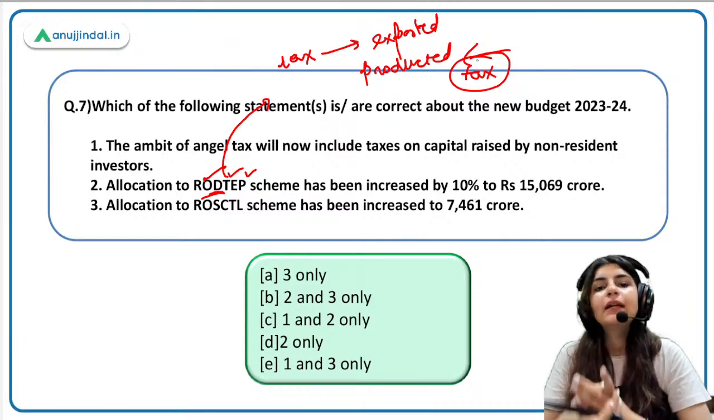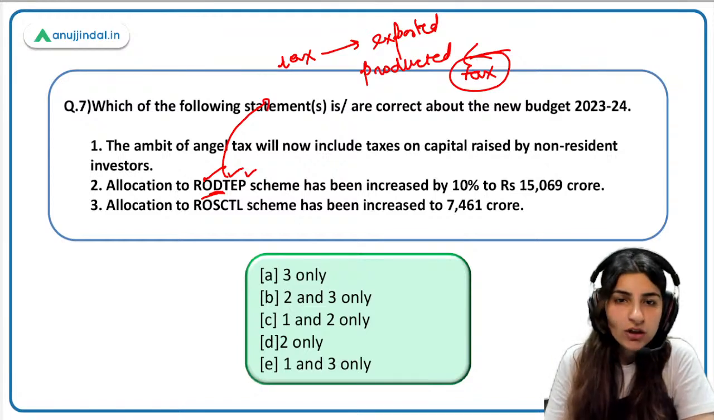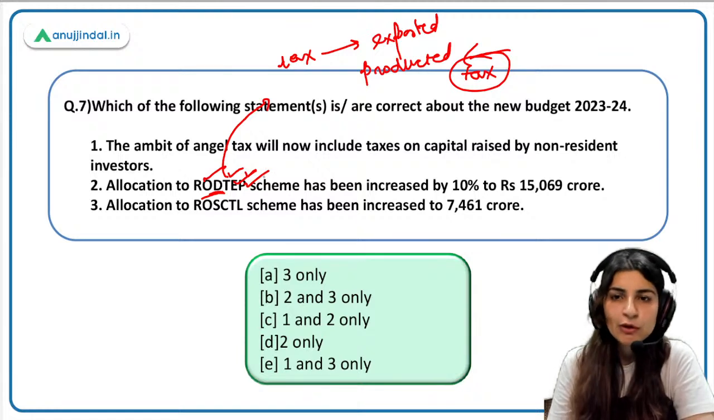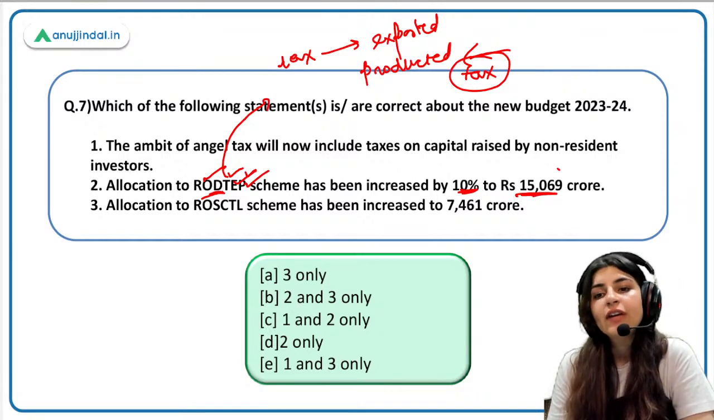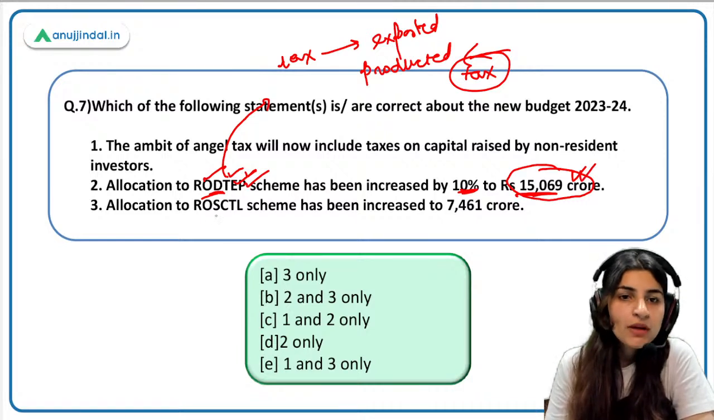So they should be remitted back or refund मिल जाए to the exporter. So important scheme है ये under the Ministry of Commerce. Very important scheme. I hope आप सब लोगों ने PIB में तो पढ़ी होगी. So this budget has increased by 10% to 15,069 crore in the budget. This is correct statement.